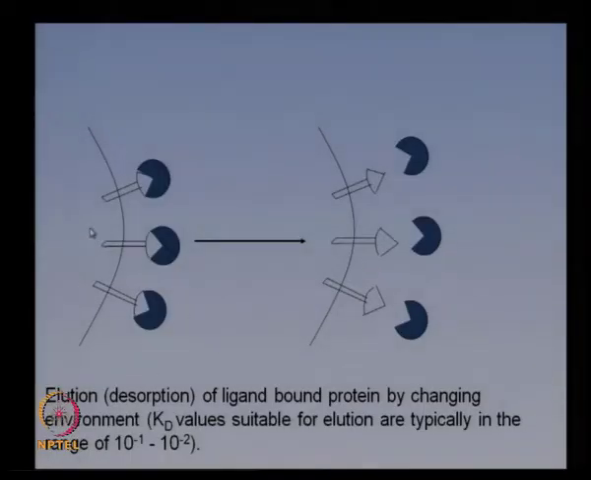So for example, we have the affinity ligand here with the spacer arm. Now there is a protein which is now adsorbed. Now if you want to desorb, we have to change the environment. So the Kd values suitable for elution generally between 10 power minus 1 to 10 power minus 2. In that situation you can desorb this protein which is bound to the affinity ligand.